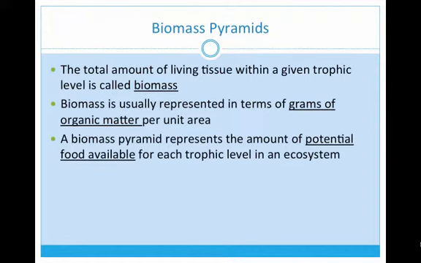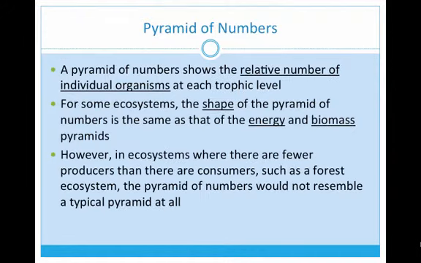The final pyramid in ecology is a pyramid of numbers. Just like the energy pyramid and the biomass pyramid, a pyramid of numbers shows the relative number of individuals at a trophic level. So 100 fish would equate to this many squid, and that many squid would lead to that many sharks. For some ecosystems, the shape of the pyramid of numbers is the same shape as that of the pyramids for energy and biomass.